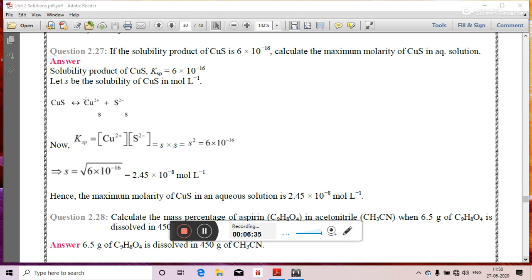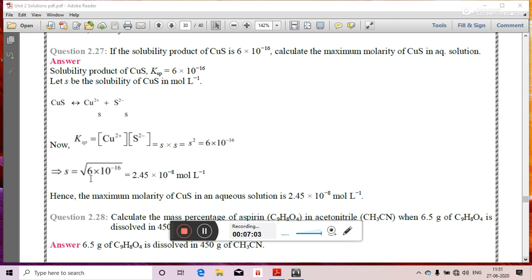Now Ksp is equal to the concentration of Cu2+ times the concentration of S2-. Cu2+ has molarity S, and the sulfide ion also has molarity S, so S into S is equal to S squared. Now the value of Ksp is 6 into 10 raised to minus 16, so S squared is equal to 6 into 10 raised to minus 16.